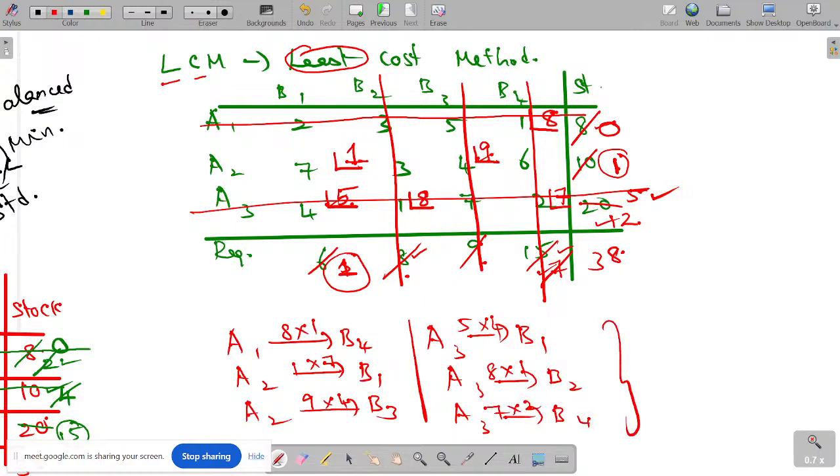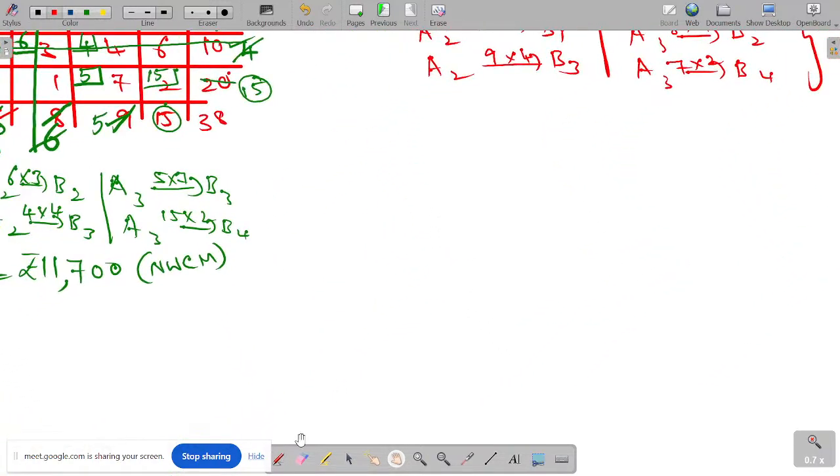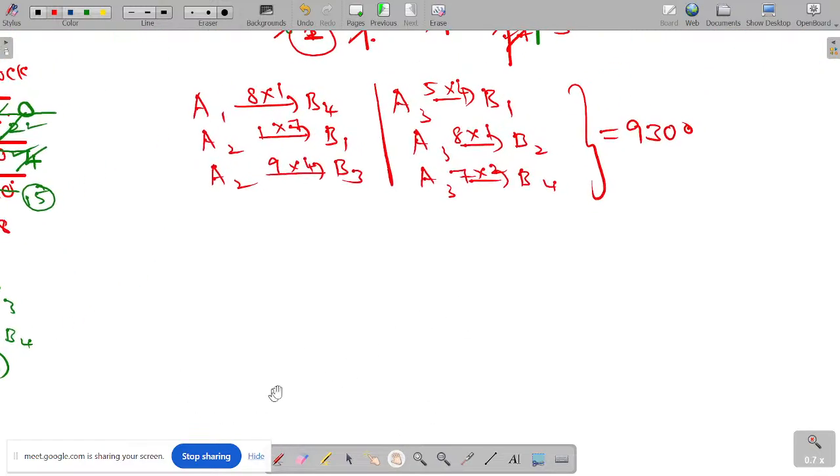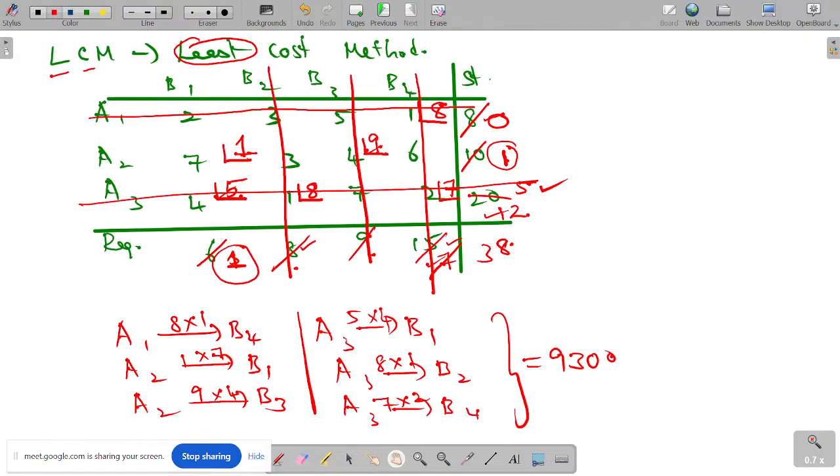So I think it sums up to 9,300 rupees, which is 93. It is given in 100, so 9,300 rupees. See, when we were discussing with respect to Northwest Corner Rule method, it was 11,500. But when we discuss with respect to least cost method, we are having some basic logic, right? So this is not a lazy fellow. Okay. So 9,300 seems to be better compared to NWCM.